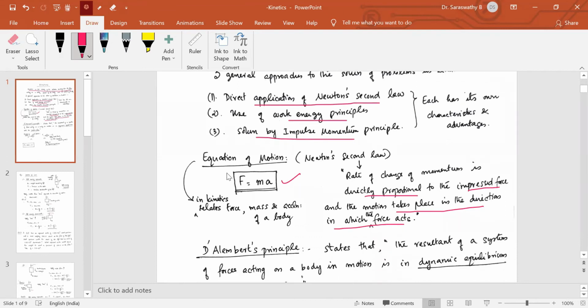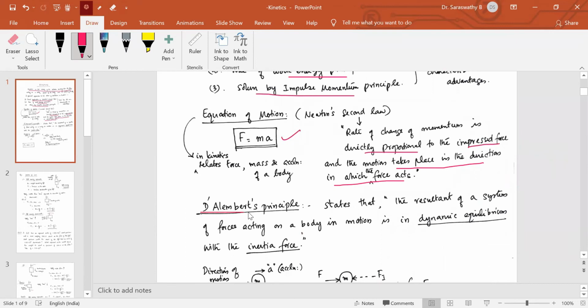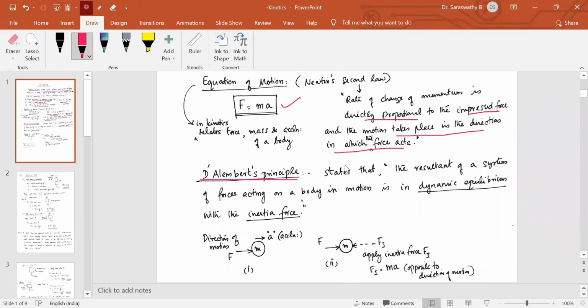You know the equation of motion, or Newton's second law: F is equal to ma. This we can put in another form, which is called D'Alembert's principle. It's a common question. I will explain the D'Alembert's principle first, then give you the statement. Suppose there is a body of mass m. It is subjected to a force F, say in this direction. As such, the body will have an acceleration in the direction of the force. A mass m subjected to a force F acting towards the right, and it is having an acceleration a.